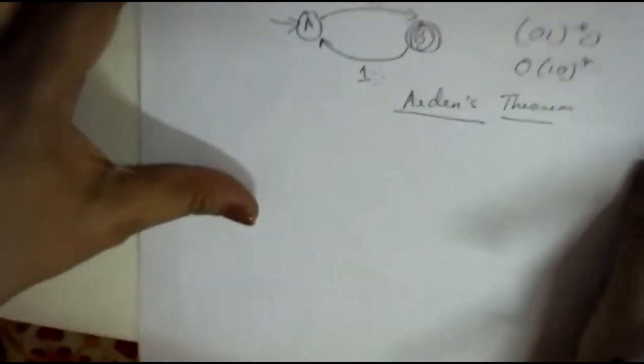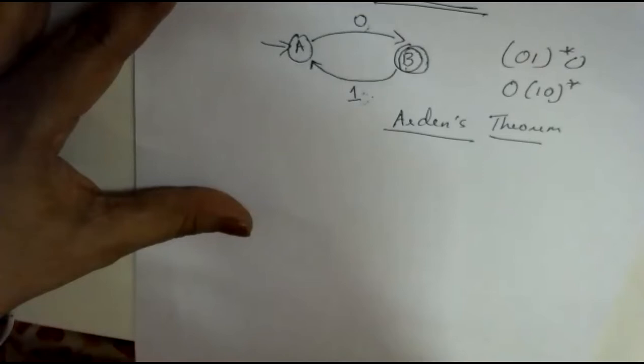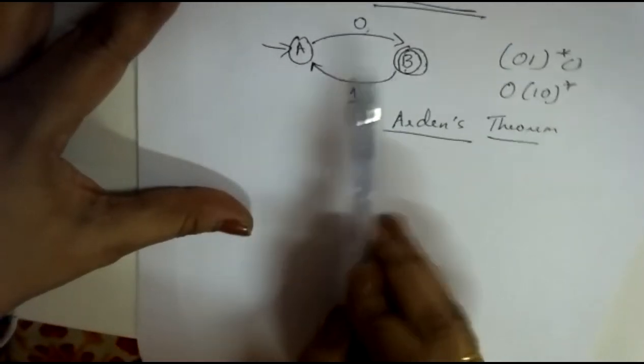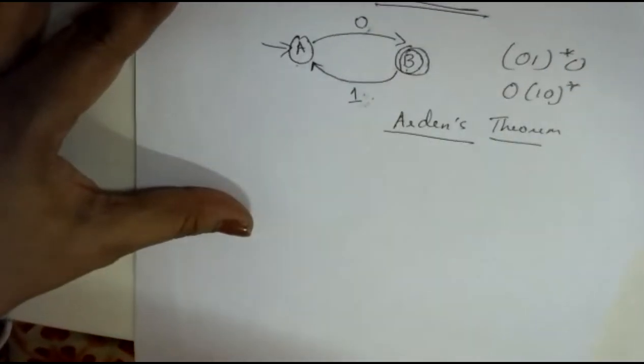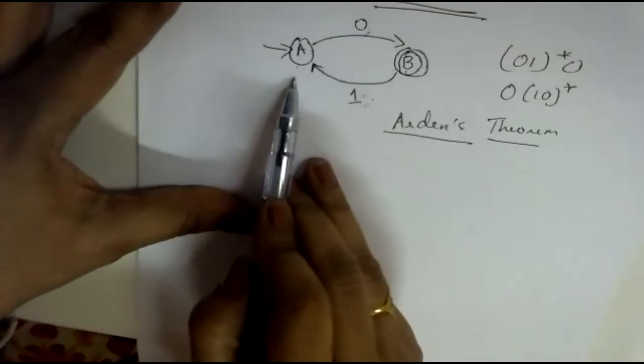Okay. We'll see how to write the equation for each state. Start with the start state. One thing you have to remember is that for every state, we have to write the equation. Okay, so start from the start state.